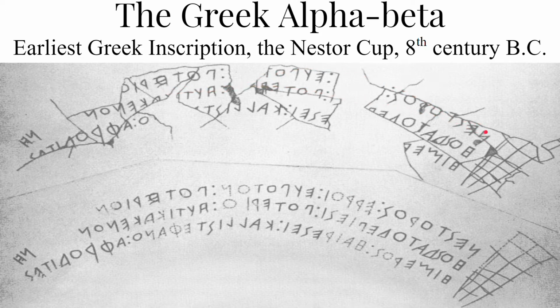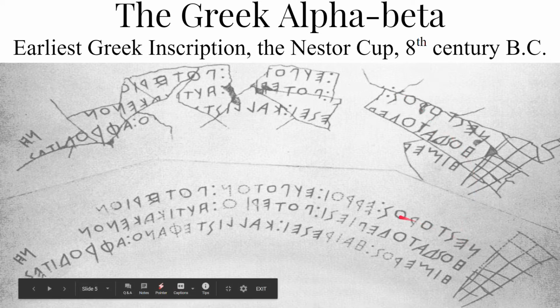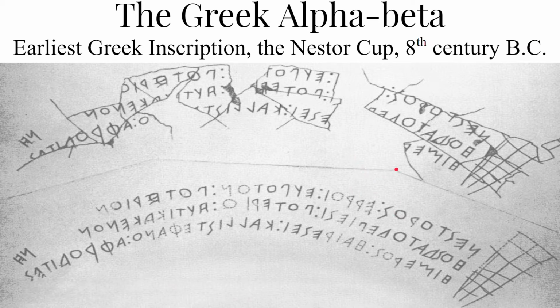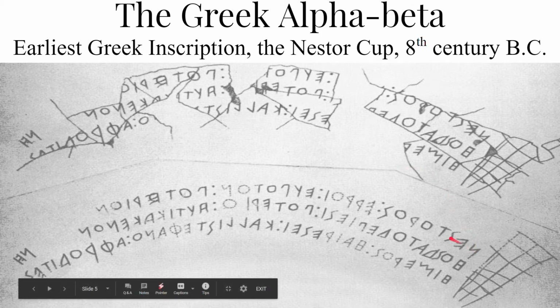So we have N, S, tor, os, Nestoros. So of course it's Nestor's cup, and that's pretty much what the inscription says. I am Nestor's cup. This is not your cup. This is Nestor's cup. So notice once again, reading from right to left, and that will change.